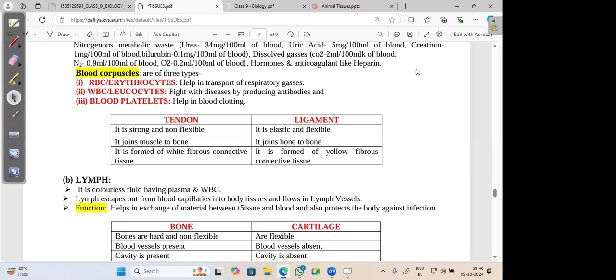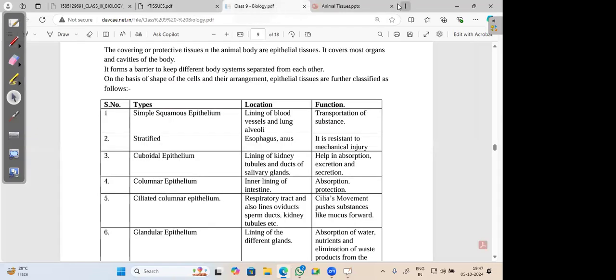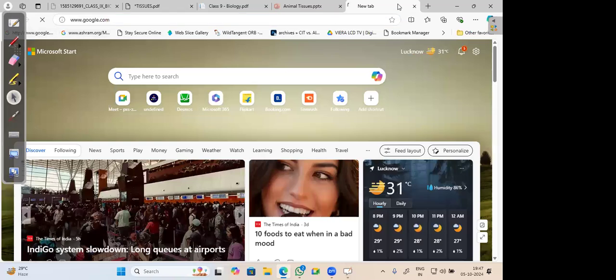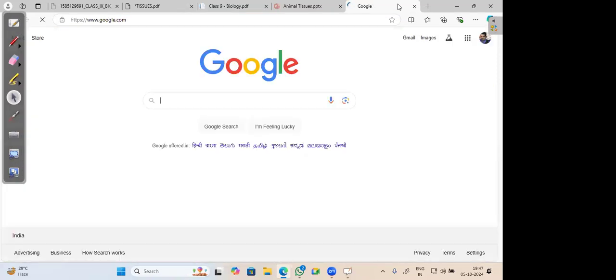A tendon joins muscle to bone. But a ligament joins bone to bone. For example, at the joints. So ligament will be present at the joints as it is elastic and flexible. Like if you see your knee. I'll show you a diagram of the ligament where they are present. Just one minute. I'll show you the ligament.